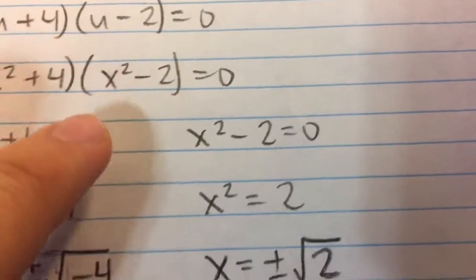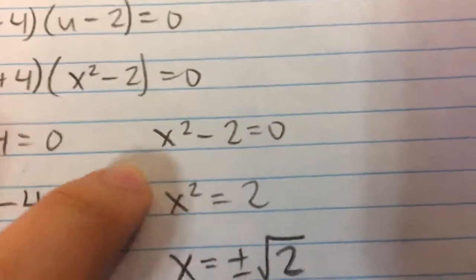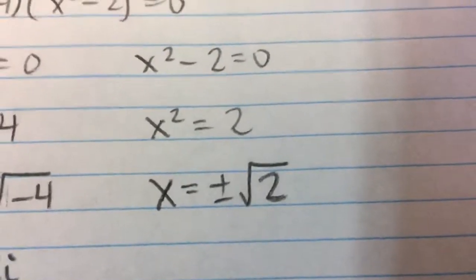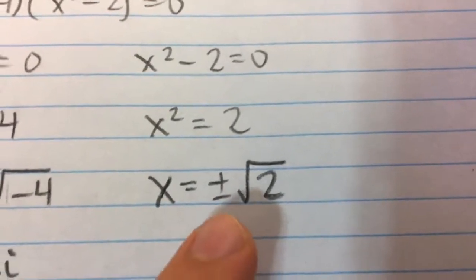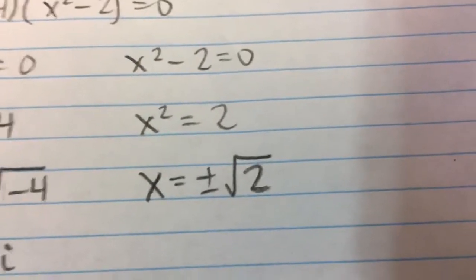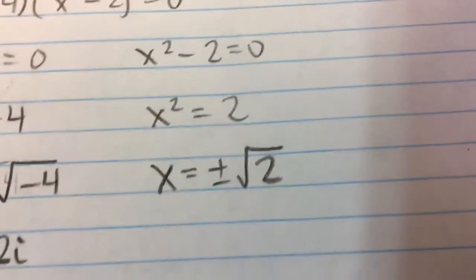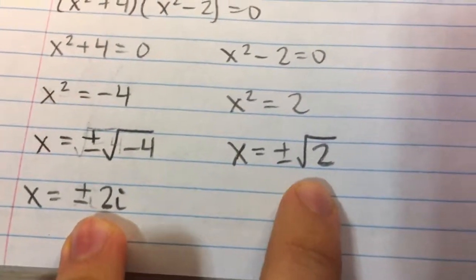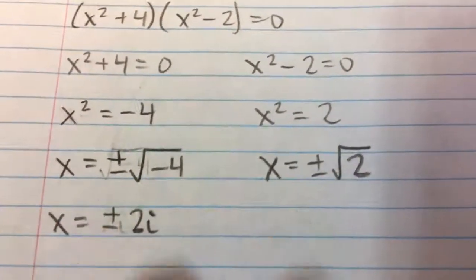Now, for the other one, if we set this equal to 0, add 2 to both sides, take the square root of both sides, notice we're going to have plus or minus. Remember, when you take the square root of both sides, keep in mind that plus or minus. We have plus or minus the square root of 2. And so our four solutions are plus or minus square root of 2 and plus or minus 2i.